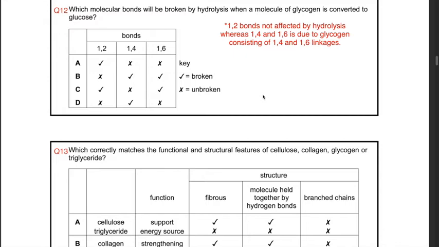Leaving us with the answer being B. 1,2 is unbroken. 1,4 and 1,6, yes, it is broken.